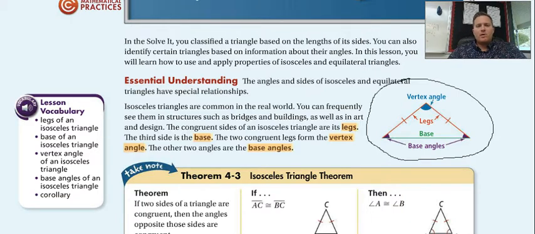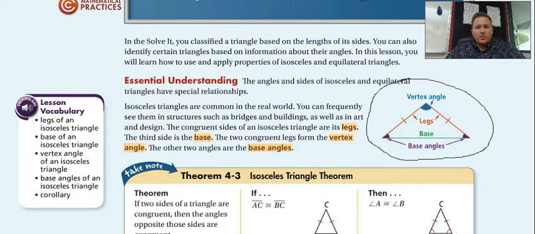Okay, so we're talking about an isosceles triangle. Maybe you've heard about it before, but an isosceles triangle has two congruent sides. The congruent sides of the isosceles triangle are called the legs. So we see that both these sides right here are the legs, and they are congruent to each other. That's why we have the lines right there. The other side, that third side, is called my base. So that's the base right there.